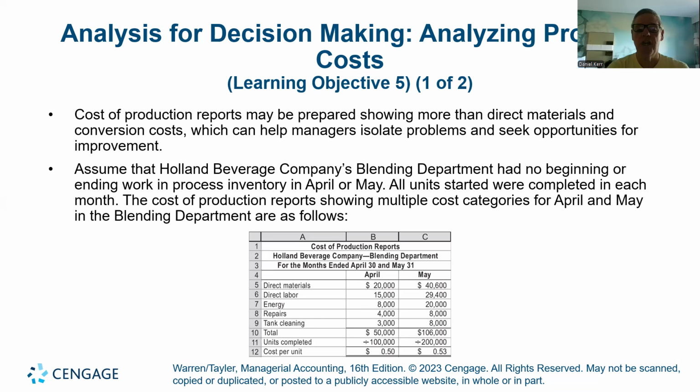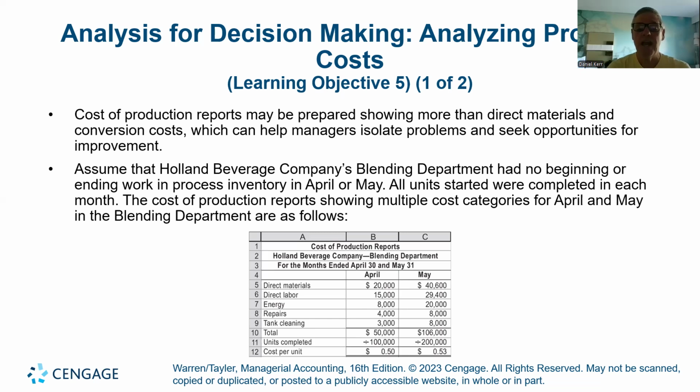Is that attributable to a change in the materials cost? Is it a result of a change in the labor cost per unit? Or is it a result of one of the components of overhead, which in this case includes energy, repairs, and tank cleaning? So the answer is, at this level, we don't know. We've got to dig a little bit deeper. The way we dig a little bit deeper is we can actually go ahead and get the cost per equivalent unit of the various components of the production cost. So like we did in the previous objective, we can get the total equivalent cost per unit of material, and we can compare April to May.